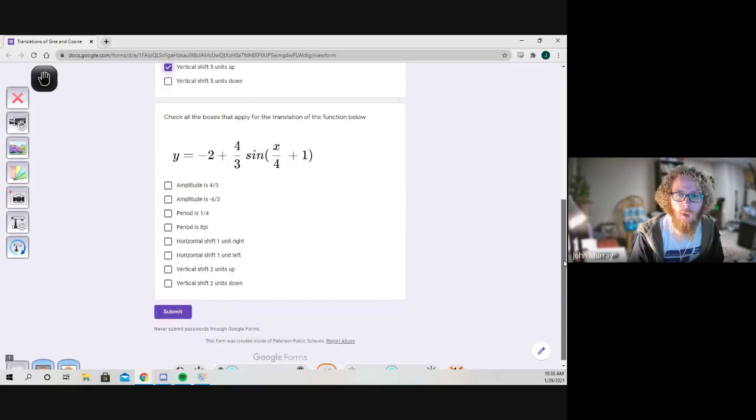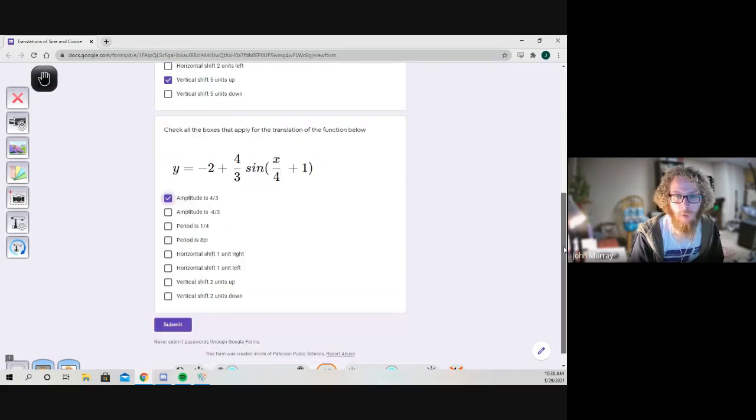For our second one, similar situation with sine. Here the amplitude is already positive, so your amplitude is positive 4/3. The period: here, my b is 1/4. I can separate this x over 4 into 1 over 4 times x. So when we divide 2 pi by 1/4, that gets us a period of 8 pi. Remember, we talked about it yesterday. When this is a fraction, less than 1, that stretches our graph out. It makes the period longer.